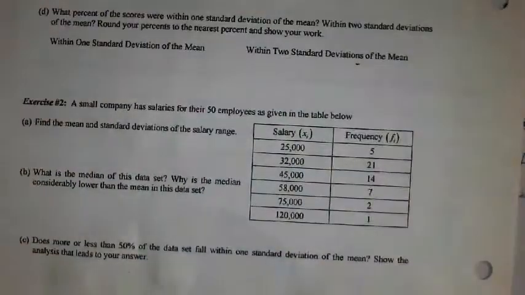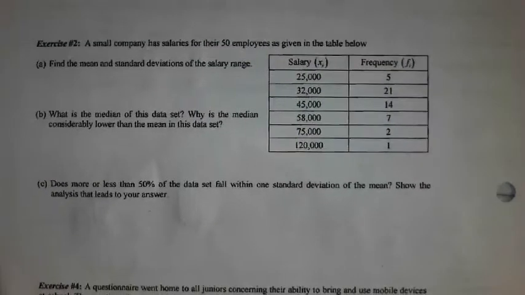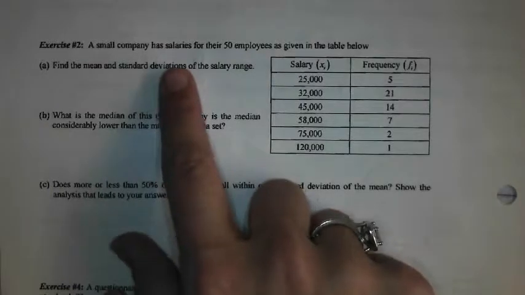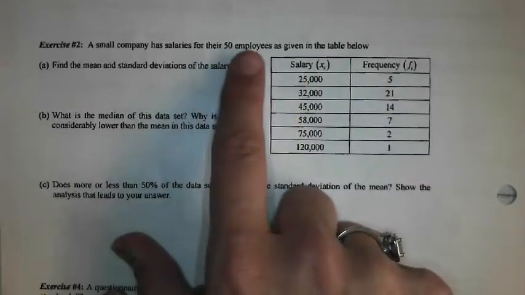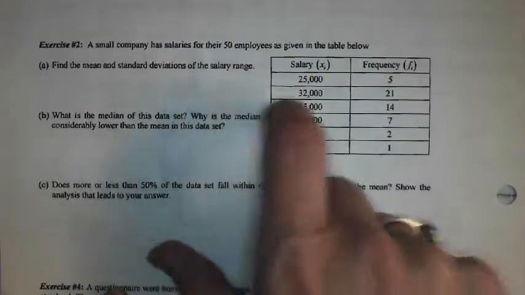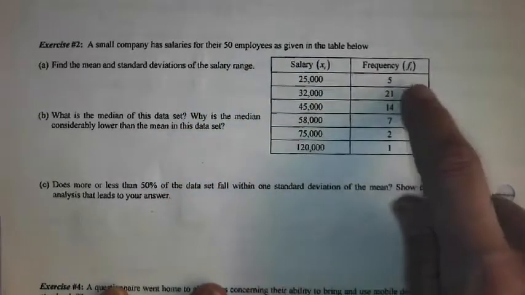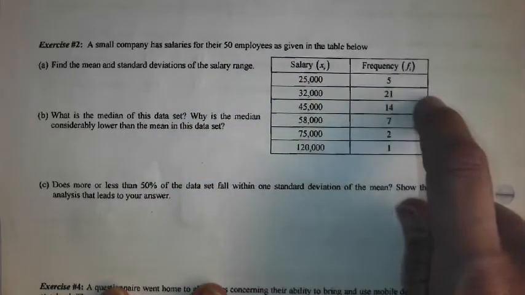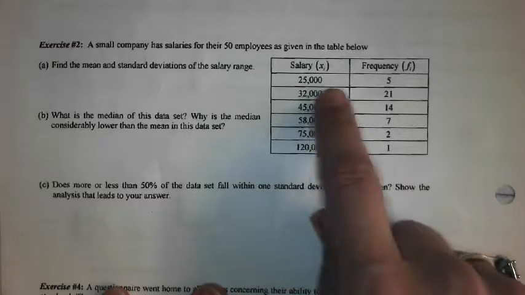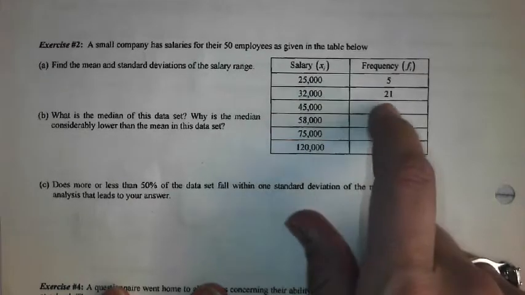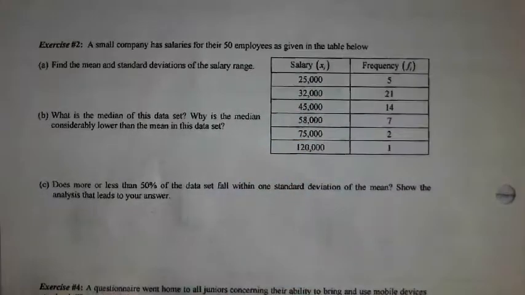So we did C and D. Let's jump to exercise 2, where we have data presented a little bit differently. This is a company, and their 50 employees all obviously have a salary. Here are the different salaries, and this frequency is the number of people that make 25,000. There are 5 people that make 25,000, 21 people that make 32,000, and so on.